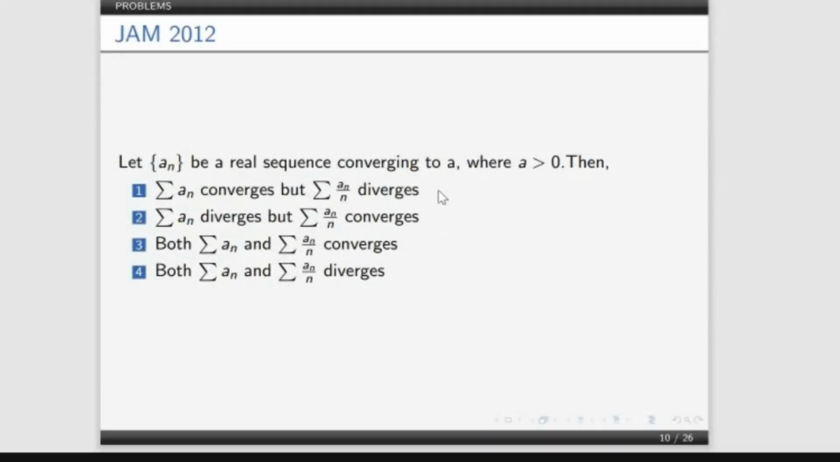So this is the next question. Let an be a real sequence converging to a, where a is greater than 0. Then what can you say about series an and series an by n? Whether they are convergent or divergent? We have to talk about both the series. Option 1, that is, series an converges and series an by n diverges. Okay.